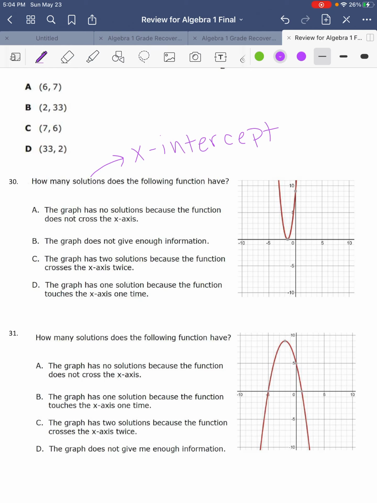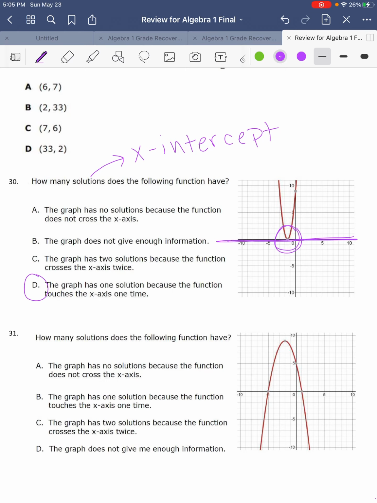So really for this graph, we just need to see how many times does this hit the x-axis. And our x-axis is going to be this one right here. And so we can see it just hits it one time. And the answer for that would just be D.